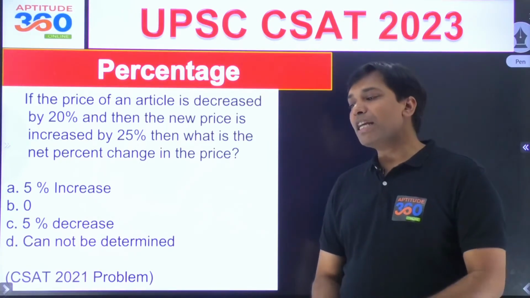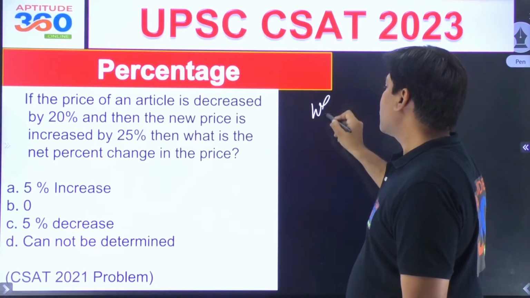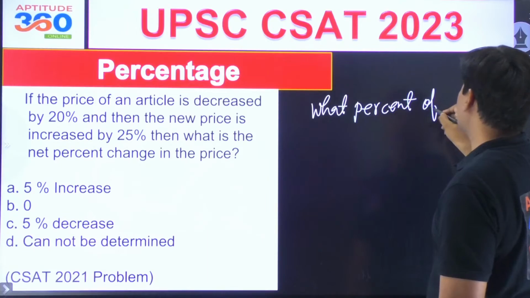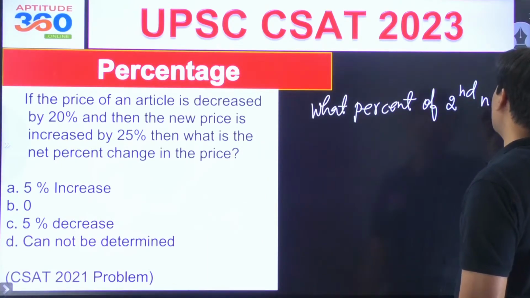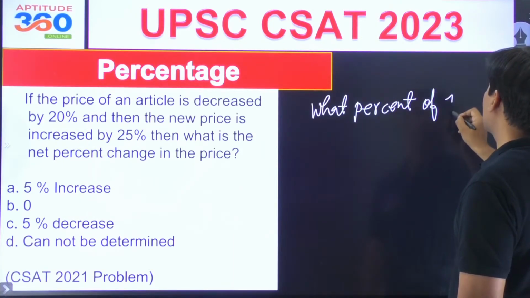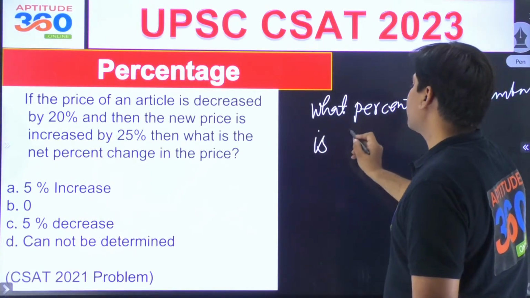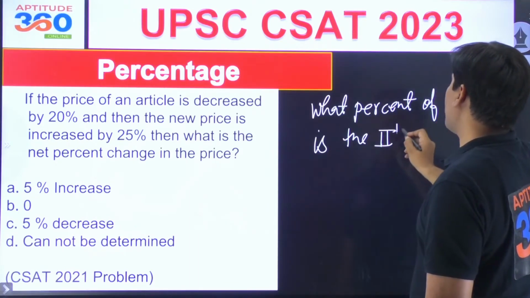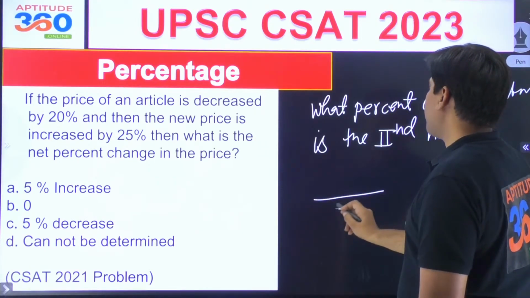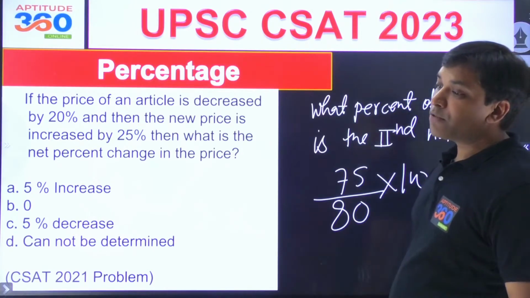Suhani is saying, why not 75 by 80? Child, it is not asking what percent of second number, what percent of first number is the second number. If the problem had asked that there, then your answer would have been, what do you say? First number is 80 and second number is 75 into 100. So honey, this would have been the right answer.